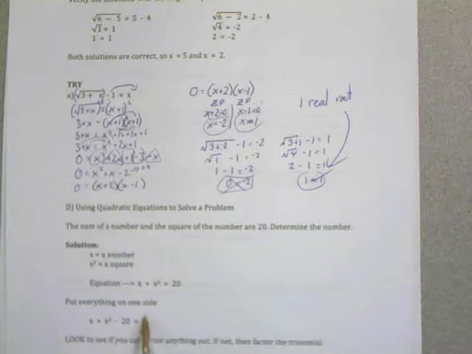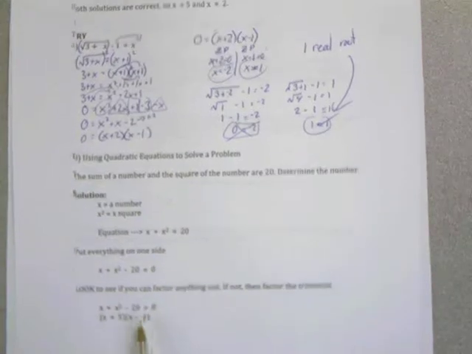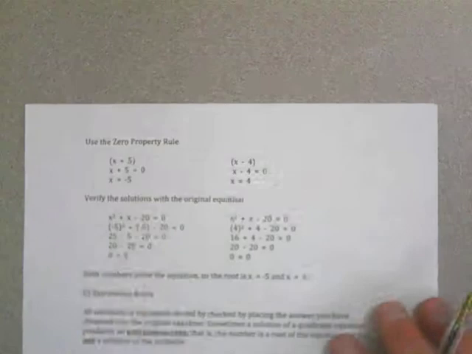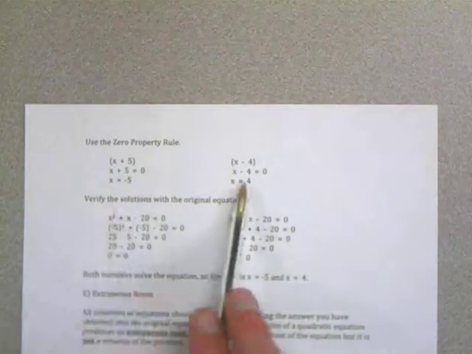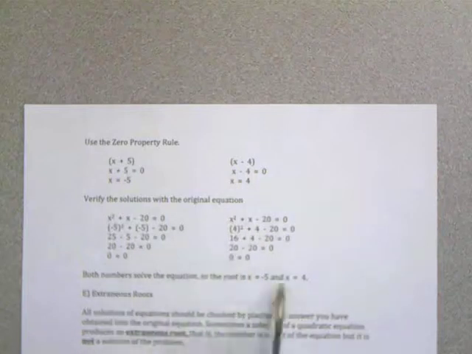We then put everything on one side, so the 20 becomes negative 20. Look to see if you can factor anything out. Nope. So then you factor it. X is split up. Numbers that give you 20 are 5 and 4. We should have negative 20, so positive 5 and negative 4. Use the zero property. Plug negative 5 and 4 into the equation, solve it, and you can see that the numbers are true.